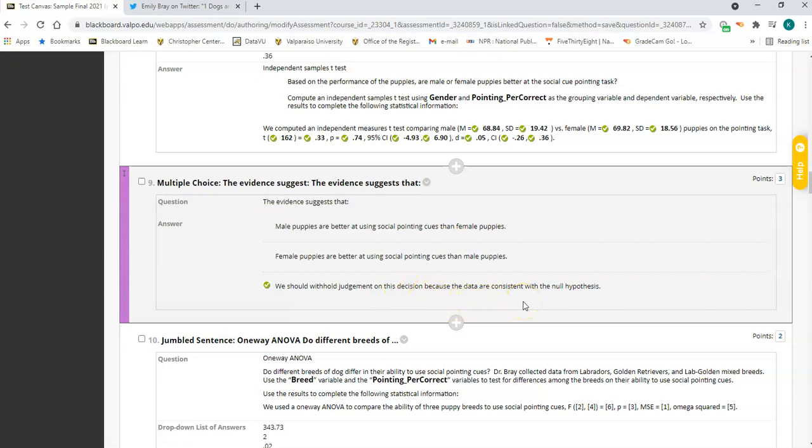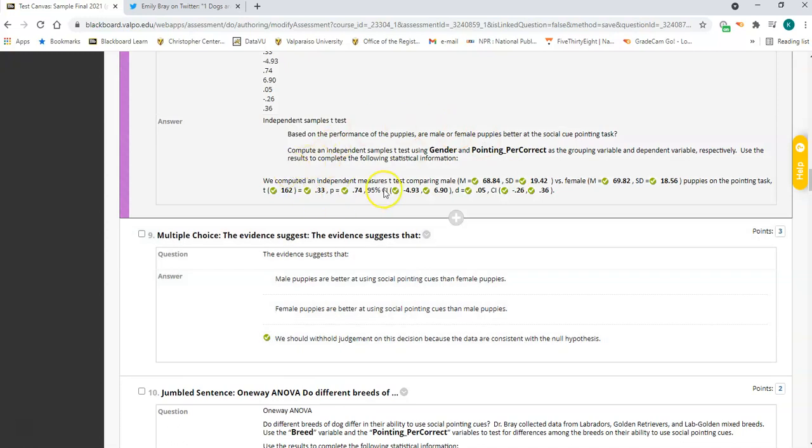Again, when the data is consistent with the null, you've got to realize, well, maybe I didn't have enough participants, maybe there's other things. So right now, we do not have enough evidence to say that male puppies or female puppies are better on this task. So we just got to withhold judgment. We have no evidence to say that one is better than the other. So there's your independent t.